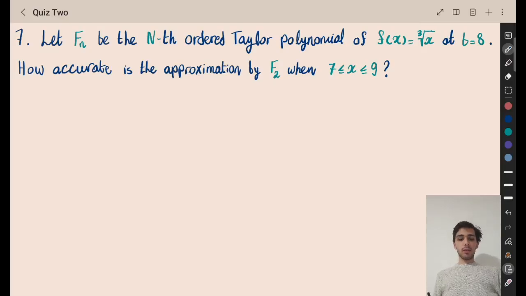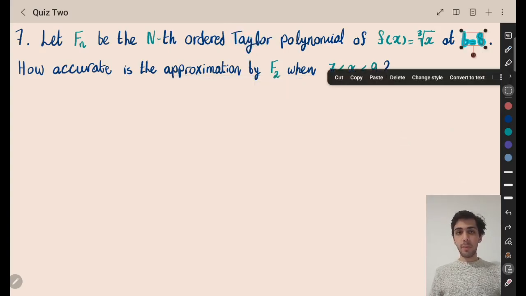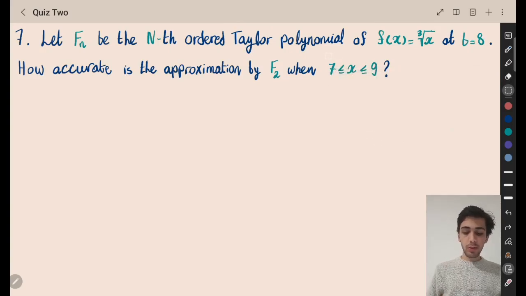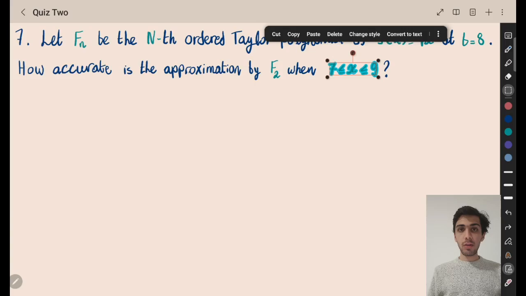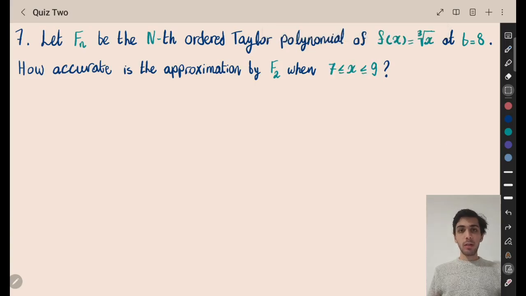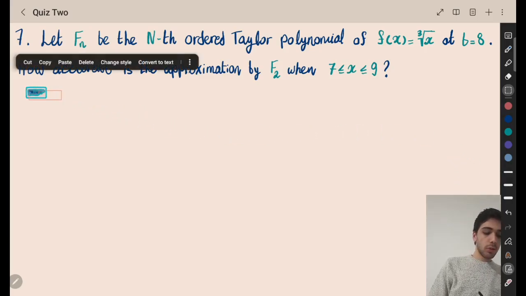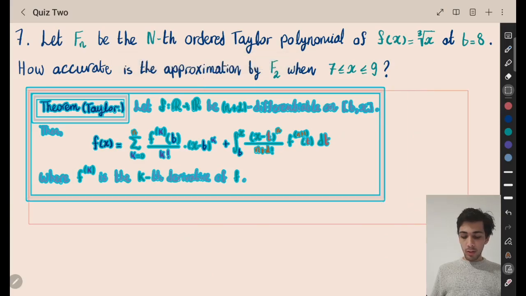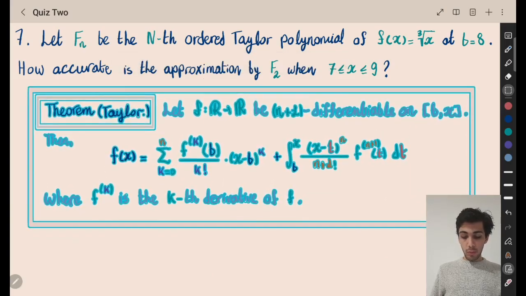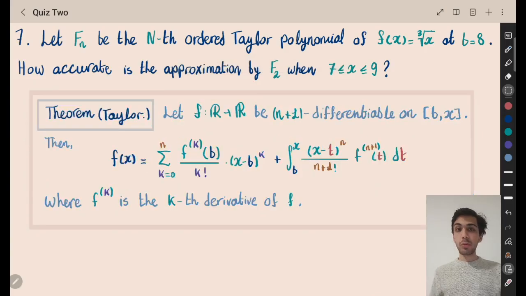How good is the approximation of the cubic root function by the degree 2 Taylor polynomial centered at b equal to 8? Precisely, we ask this question when x is between 7 and 9. And I think it is very natural that we start our discussion by recalling what the Taylor series is and what the Taylor polynomial is.